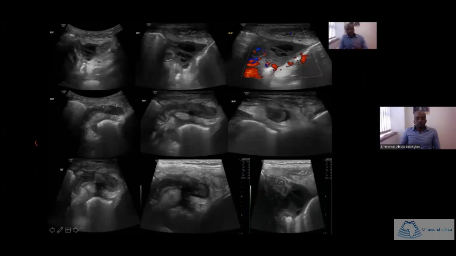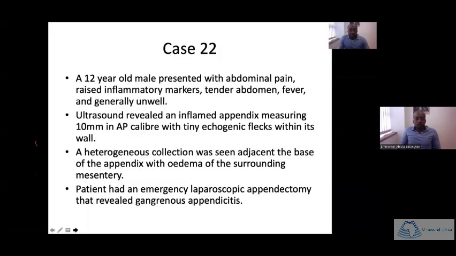You can see that, obviously, it's a 12-year-old boy, so it's a very small anterior-posterior body thickness, so the appendix is very close to the skin there. Using the linear transducer, you can see the increased mesenteric fat echogenicity, in transverse view, and you can see the echogenic foci within the wall of the appendix. And you can see here the collection just adjacent to the base of the appendix.